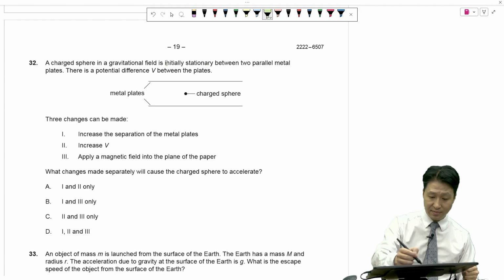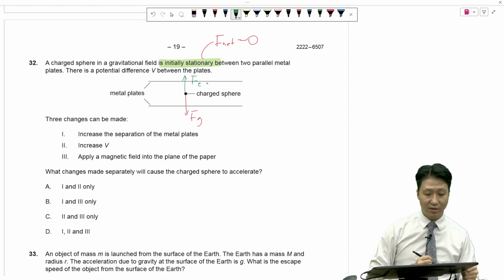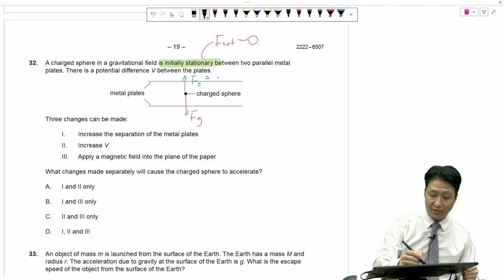So, number 1, initially stationary. This means net force is 0. You have the force of gravity going down. You have to cancel that out. We have to have an electric force upwards. This electric force is caused by the charges of the metal plates. Now, this electric force, of course, is equal to the charge of the sphere times the electric field.